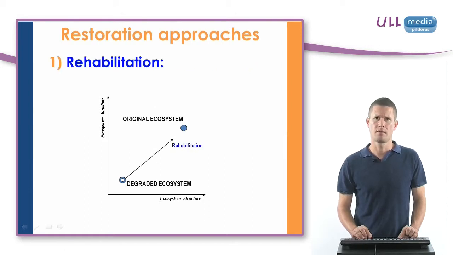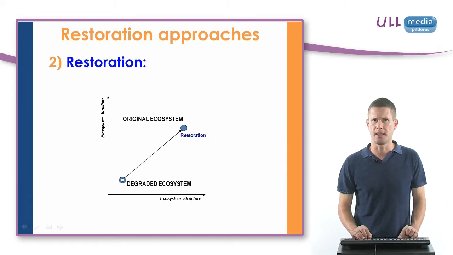First, we have rehabilitation, which is an attempt to recover most of what existed in the ecosystem prior to disturbance, but not everything. It does not imply achieving the original status. Then we have restoration, which is the recovery of the initial ecosystem before degradation took place. This means exactly what existed in the ecosystem prior to the disturbance.